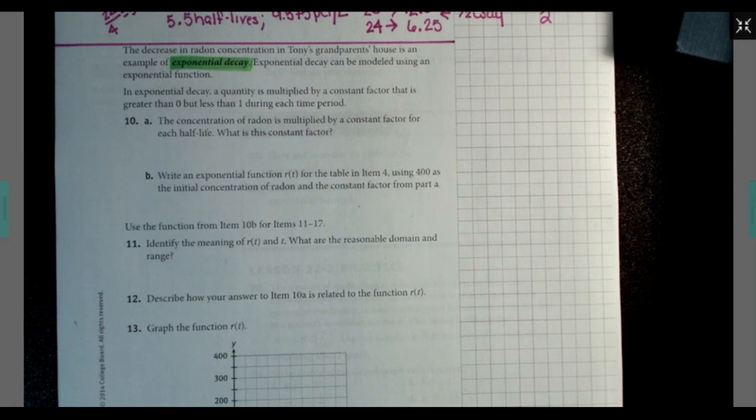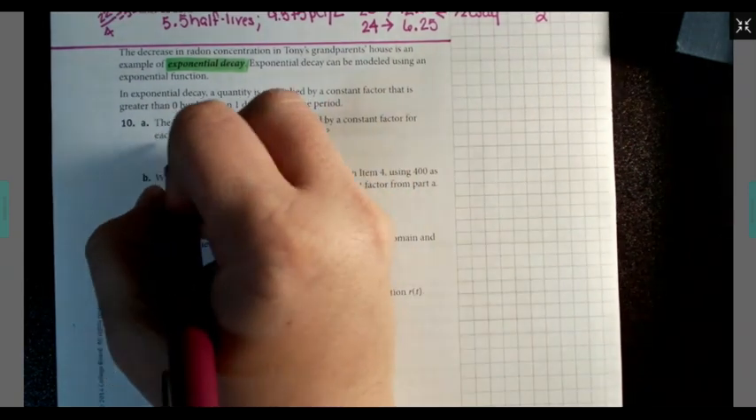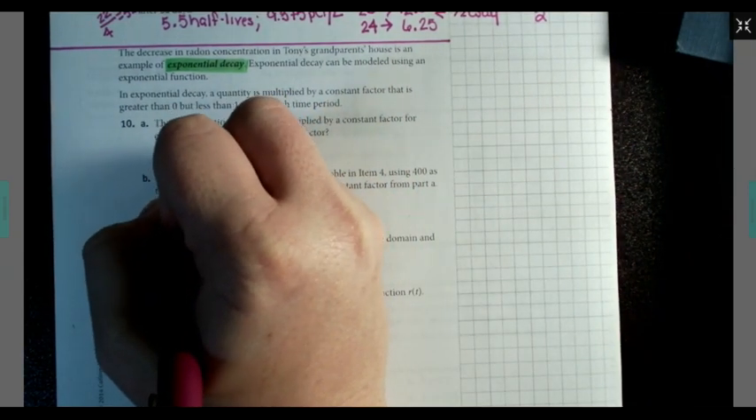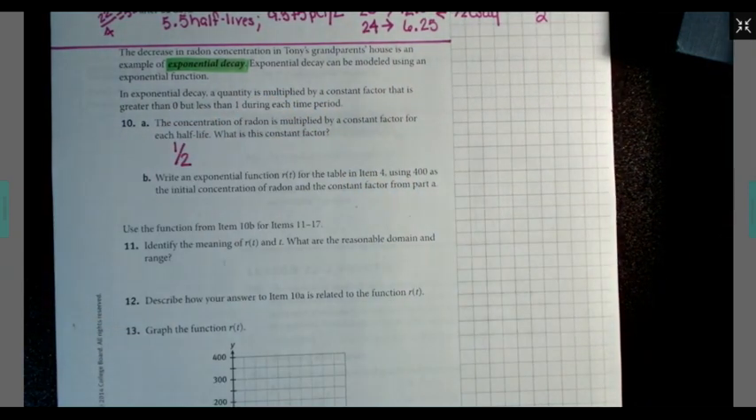10a. The concentration of radon is multiplied by a constant factor for each half-life. What is this constant factor? What are we multiplying each time to go from one half-life to the next? We are multiplying by 1/2.